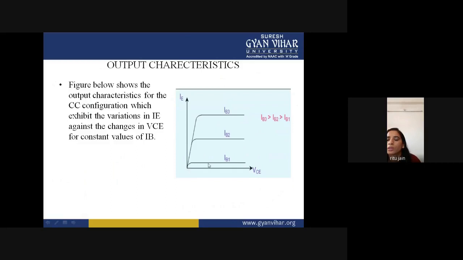So this is your first characteristic where IB1, the input current, meaning the base current, is constant, and you can find the change in your output current and output voltage. Now if you increase the base current, the characteristic also goes up. And if you again increase the base current, greater than IB2, you will get this characteristic. So this is your output characteristic for common collector configuration.